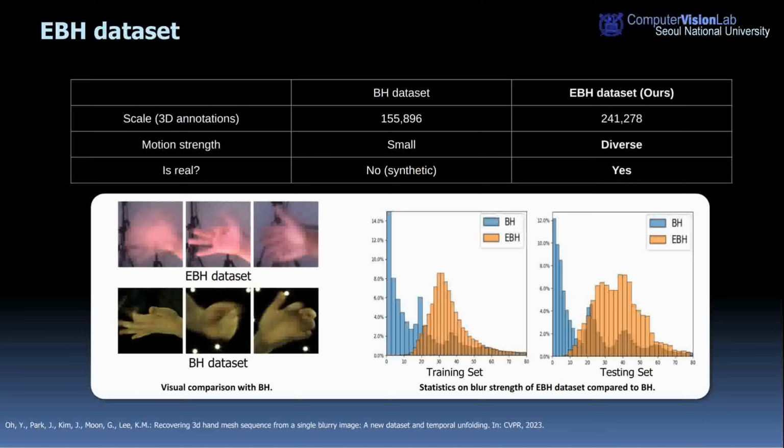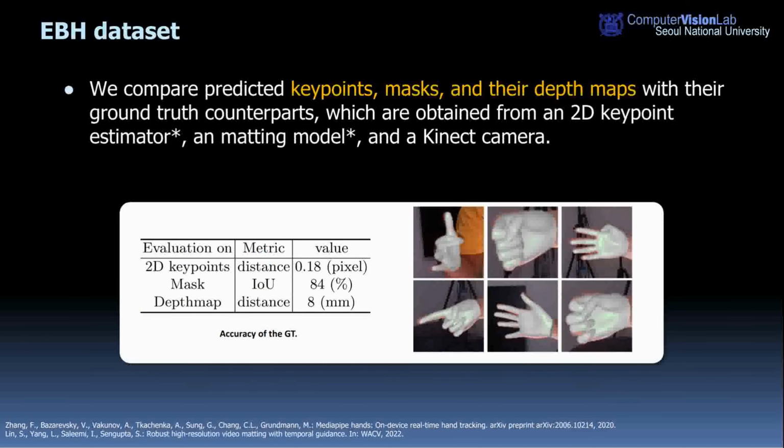Unlike the blurhand dataset, which has minimal blur, EBH features more dynamic blur, as shown in the right graphs. We quantify hand blur by summing distances between 3D key points using ground truth data, reflecting the level of motion blur. To validate the accuracy of our EBH dataset, the table below presents metrics comparing predicted 2D key points, masks, and depth maps to their ground truth counterparts. Predicted 2D key points, masks, and depth maps are derived from 3D meshes, while ground truth data comes from a 2D key point detection model, matting model, and Kinect camera. We calculate the mean distance for 2D key points, IoU for masks, and pixel-wise L1 distance for depth maps.